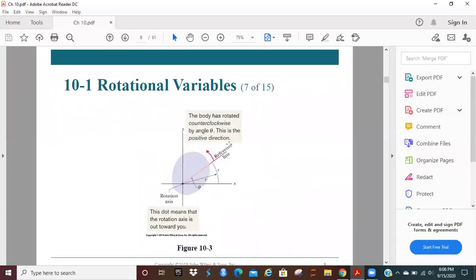Okay. The body has rotated counterclockwise by this particular angle. So you've got the reference line here, which is moving through relative to this. And this is going to be considered the positive direction. If it rotates counterclockwise, that's going to be considered positive. If you look at that dot, then that means the rotation axis is out towards you. You're looking at it as the point is coming up. Again, you have r here, which is going to be the radius, and then you've got s here, which is the arc length through which it's rotating.